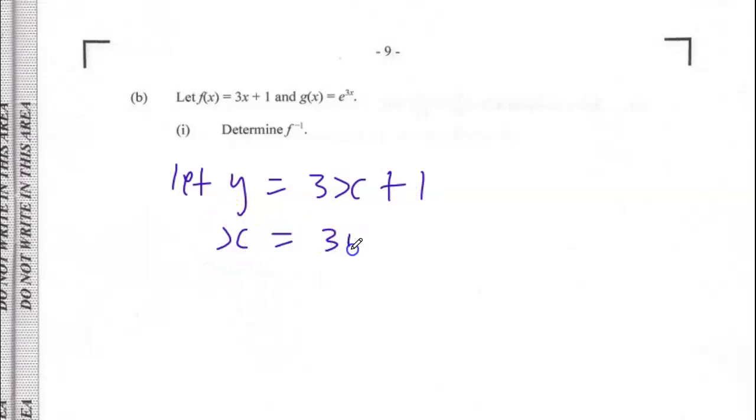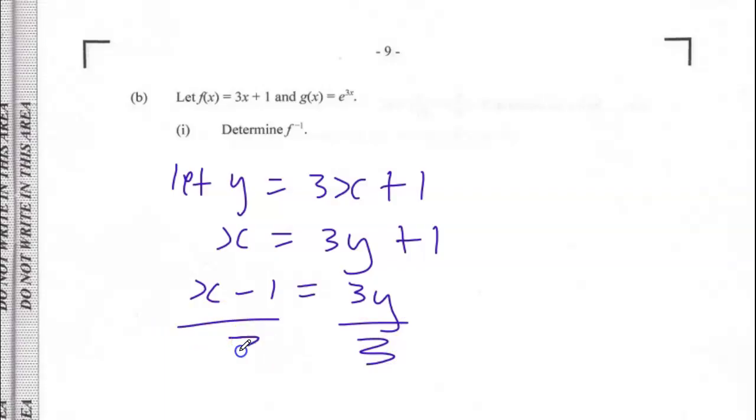Determine the inverse of the function f. So we let y be equal to 3x plus 1. Interchange x and y. And then we solve for y. And whatever we get for y, that's our inverse function, right? So f inverse would be x minus 1 upon 3.